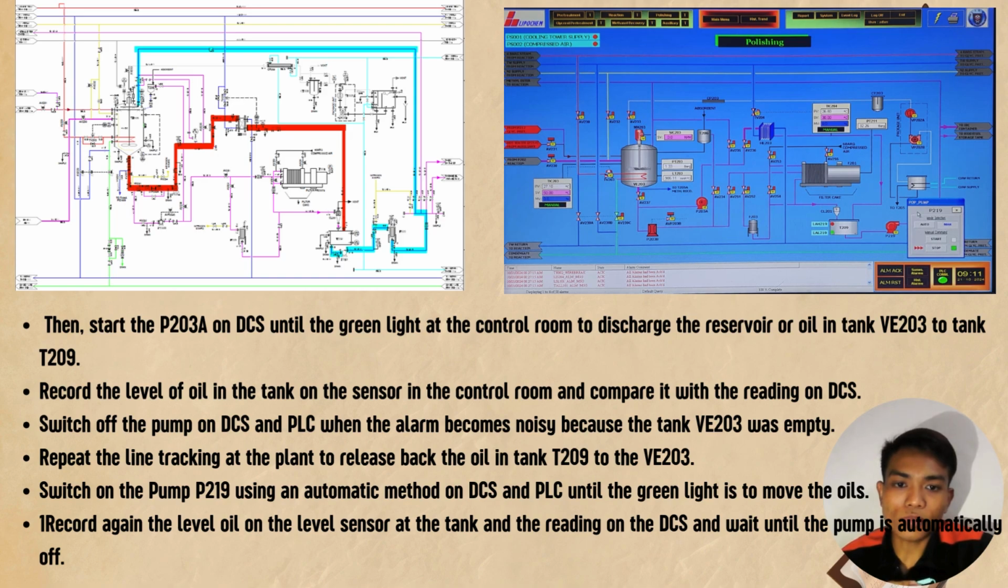T209 to the VE203. Switch on the pump P219 using the automatic method on the DCS and PLC until the green light shows, to move the oil. Then record again the level of oil on the level sensor at the tank and the reading on the DCS, and wait until the pump automatically turns off.